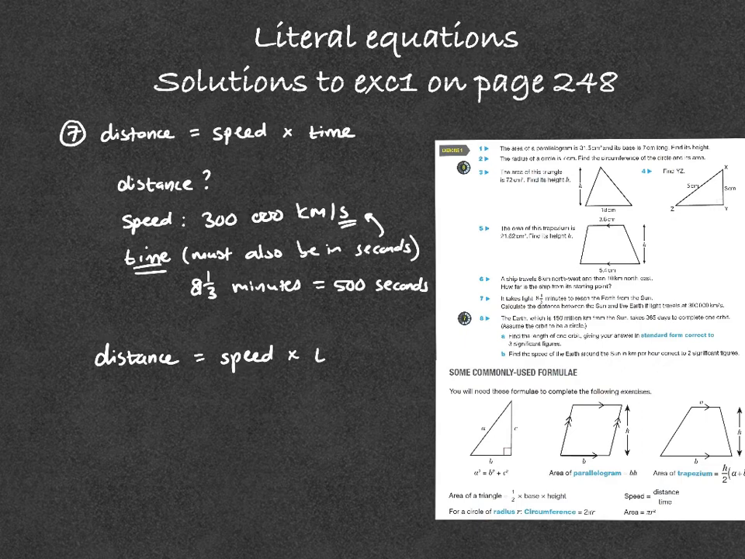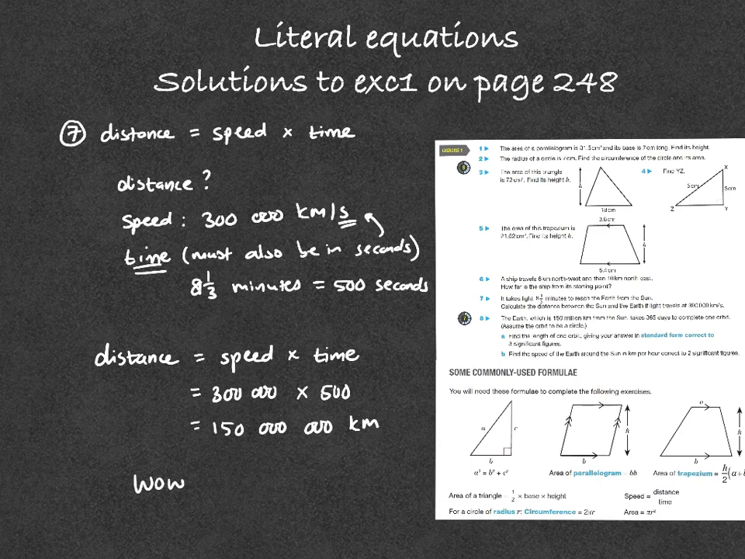Speed is 300,000 kilometers per second times the time, which is 500 seconds, that we worked out from the 8 1/3 minutes. So what is that equal to? That's equal to 150 thousand million kilometers. Quite some distance, eh? That is amazing. 150 million kilometers.